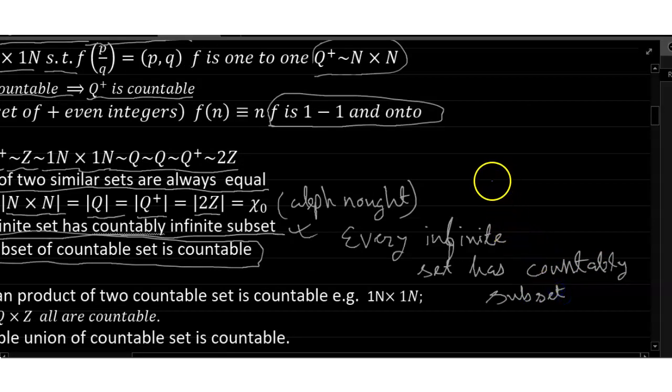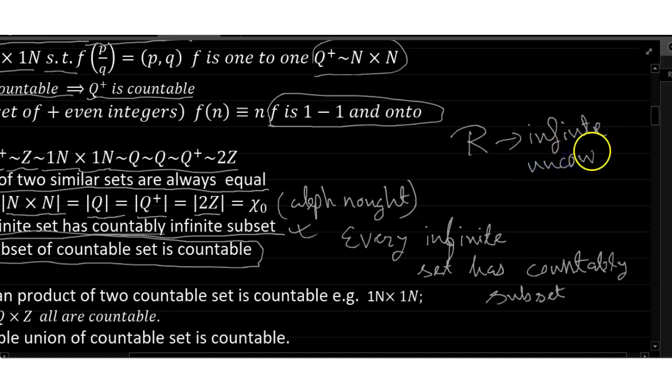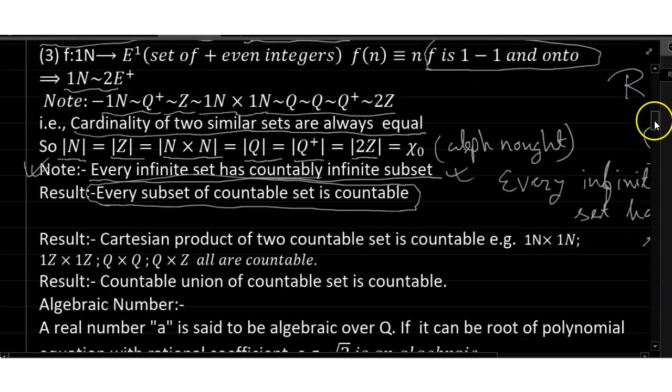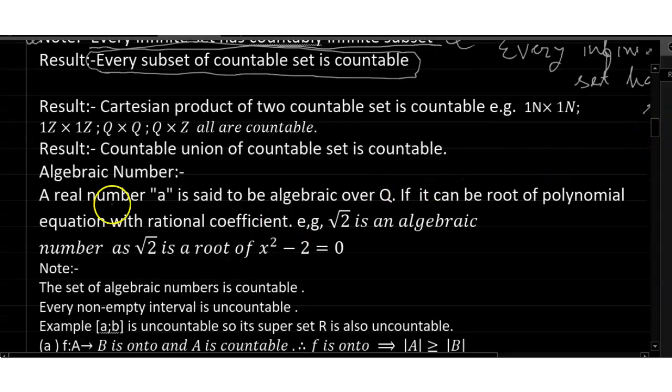So what is a countable subset? I mean, suppose R, we know R is an infinite set. It is uncountable, we know it is an uncountable set, but it has a countable subset. Suppose Q is countable, so Q is a subset of R. This is the example.